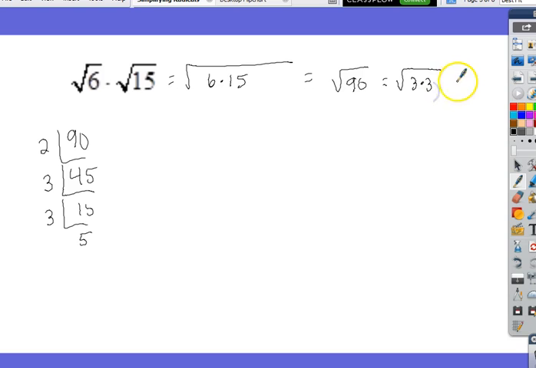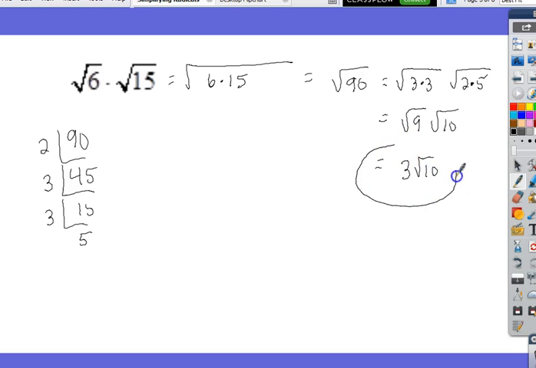3 times 3. What are the non-pairs? 2 and 5. So that means the square root of 90 can be rewritten as the square root of 9 times the square root of 10. That's a times symbol in between. And what's the square root of 9? So 3 times the square root of 10 is the simplification of this problem right here.